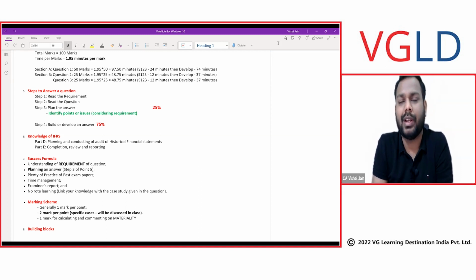See, if you are from a CA background, you will have studied materiality in your CA also. But I don't want that answer. I want a practical answer of your own. Why do you think materiality is of high importance in audit?